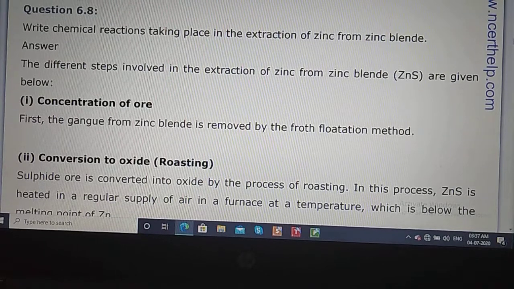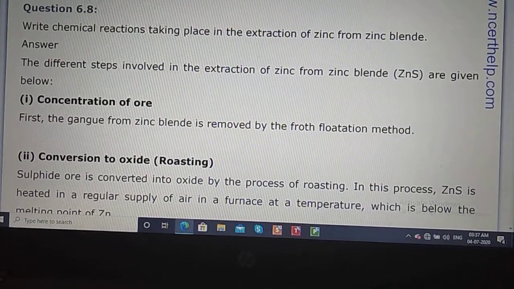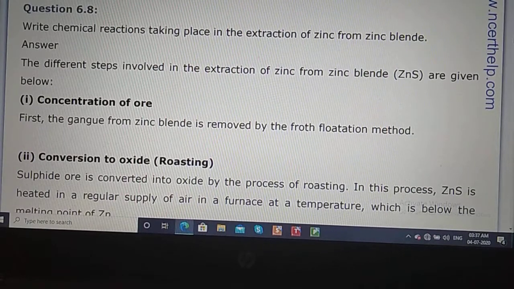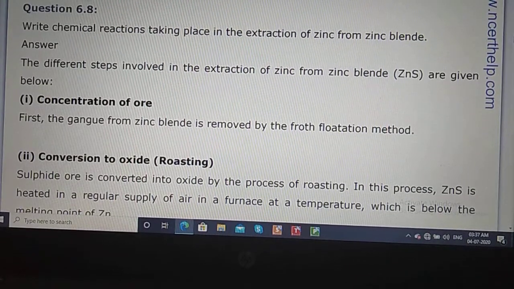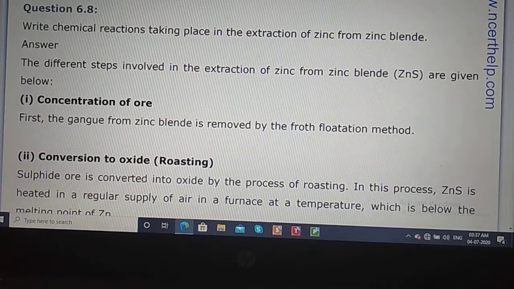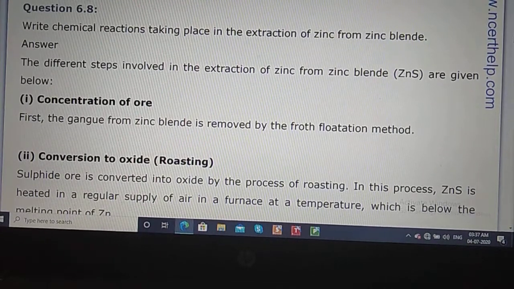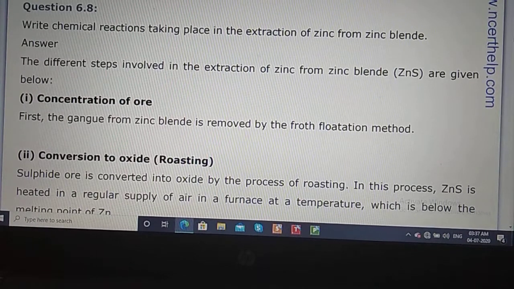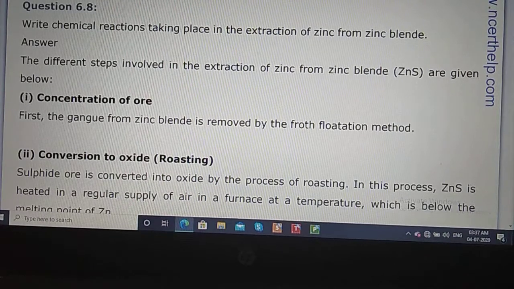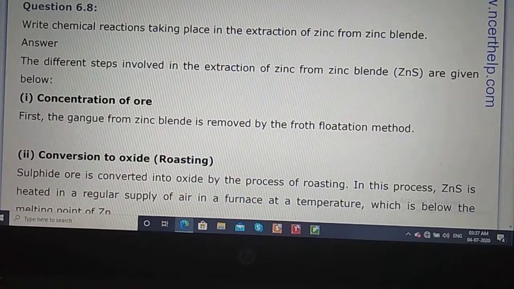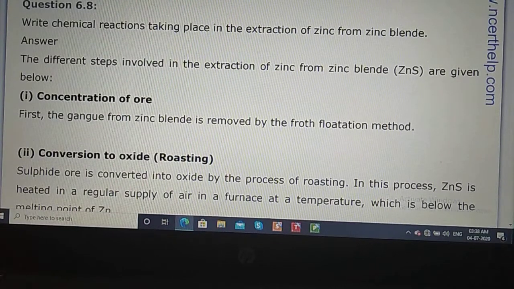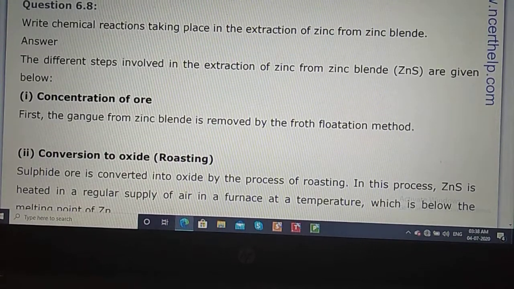Write the chemical reaction taking place in the extraction of zinc from the zinc blende. Students, first read the slides and then I will explain on the board. First, the different steps involved in the extraction of zinc from zinc blende. We know the formula of zinc blende is ZnS. This is a sulfide ore. Zinc generally occurs as a sulfide ore, but the major ore from which we extract zinc is zinc blende.